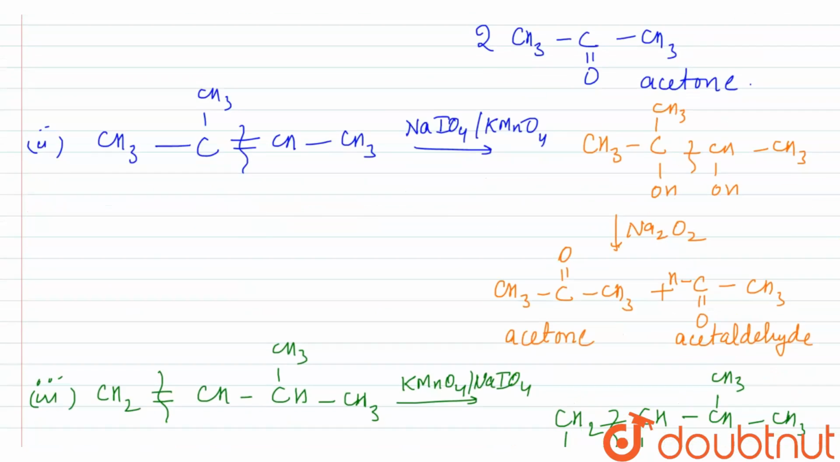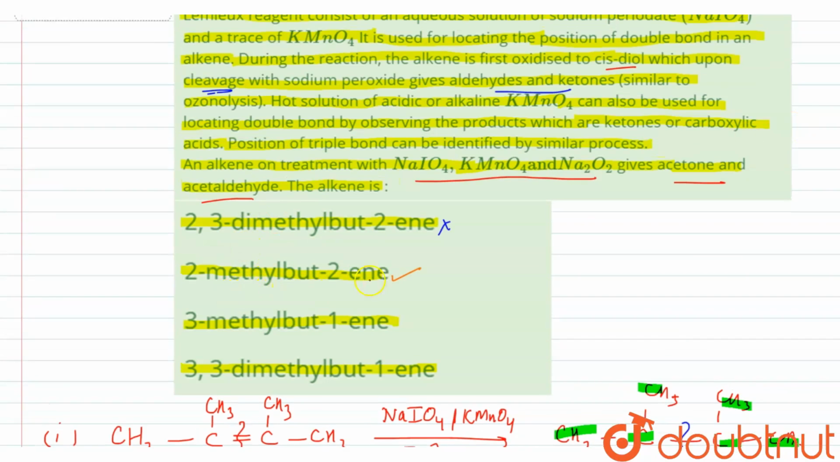So the only compound giving acetone and acetaldehyde is the second compound, that is 2-methyl but-2-ene. These two are not giving the required products. So this is the only alkene. So the answer to this question is the second option.